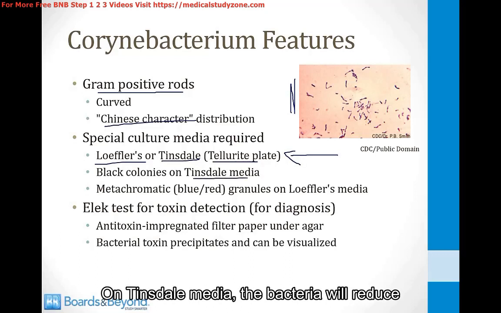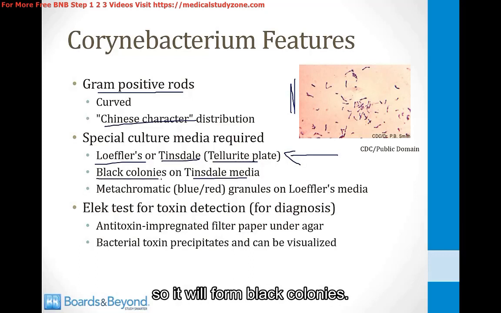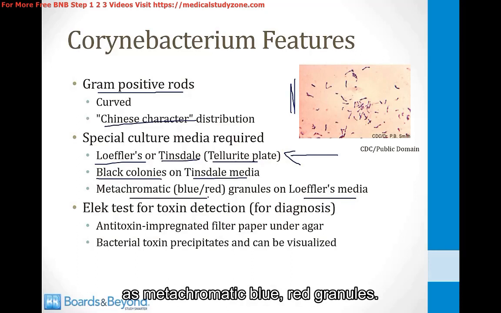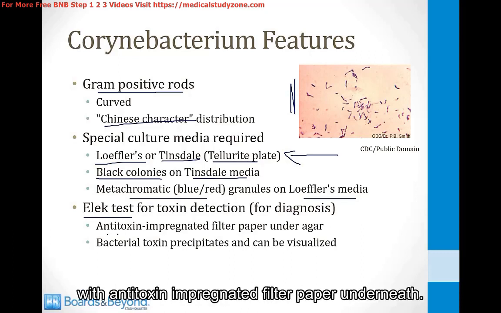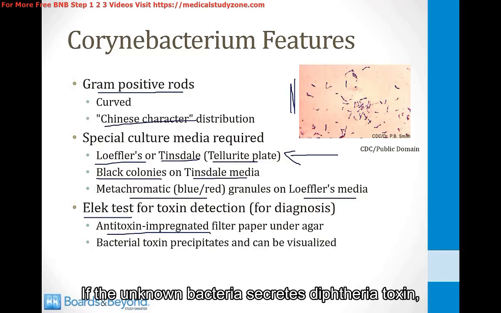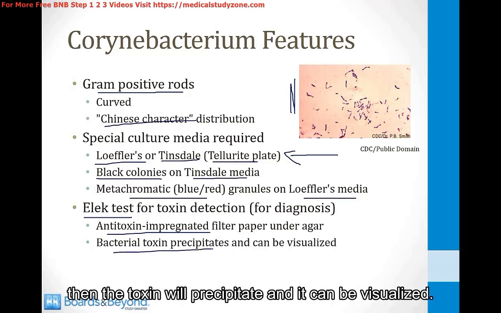On Tinsdale media, the bacteria will reduce tellurite to a substance that's black, so it will form black colonies. And on Loeffler's media, Corynebacterium will grow as metachromatic blue-red granules. There's also a special test for detection of the toxin called an Ehrlich test. This is where you plate an unknown bacteria on an agar plate with antitoxin impregnated filter paper underneath. If the unknown bacteria secretes diphtheria toxin, then the toxin will precipitate and it can be visualized.